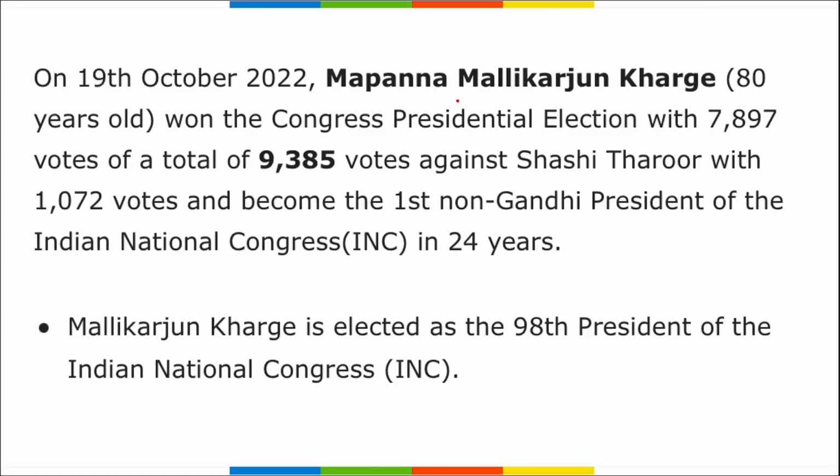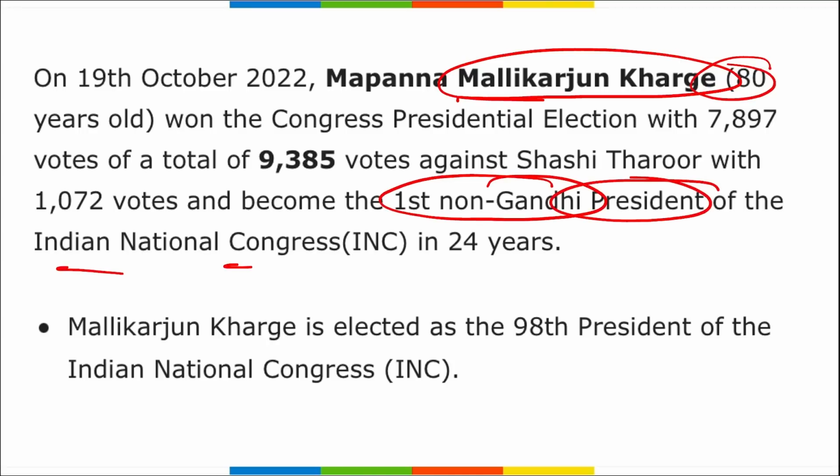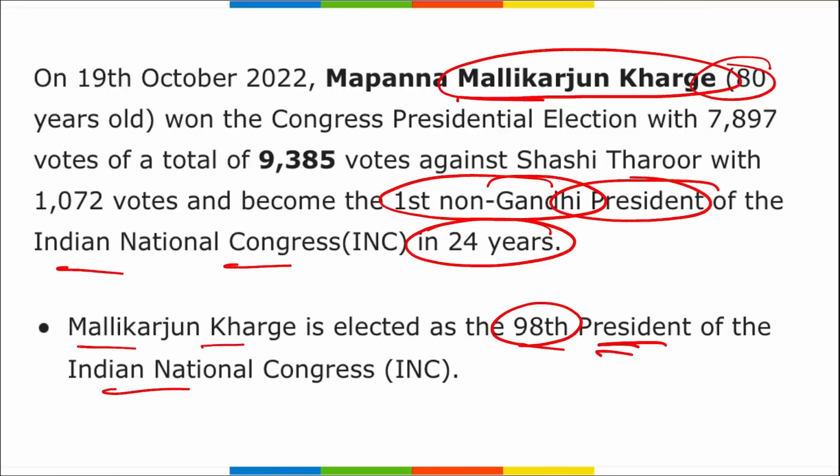Highly important. Mallikarjun Kharge, 80 years of age, has become the first non-Gandhi president of the Indian National Congress in 24 years. Highly important. And remember, Mallikarjun Kharge is elected as the 98th president of the Indian National Congress. Important news. He will replace whom? He will replace the current Congress president Sonia Gandhi.